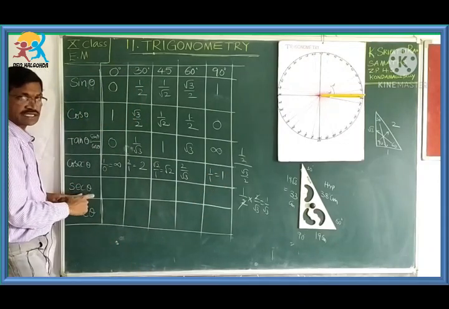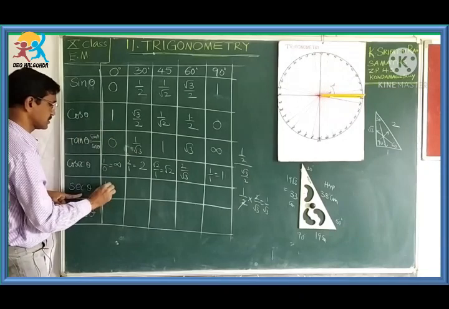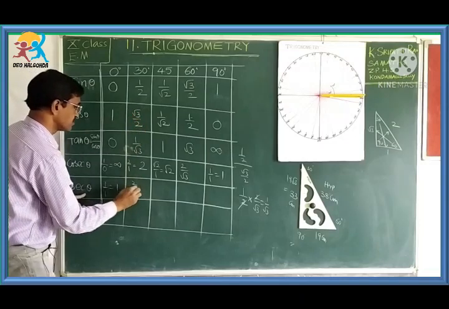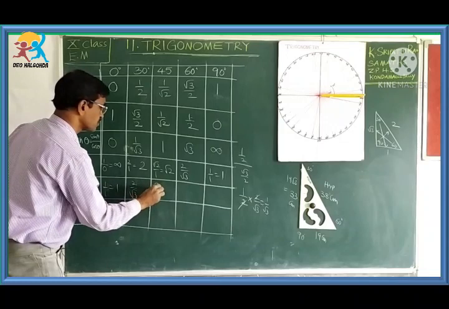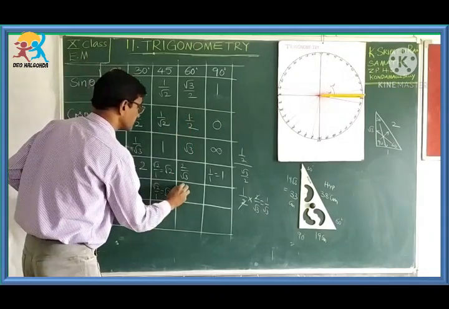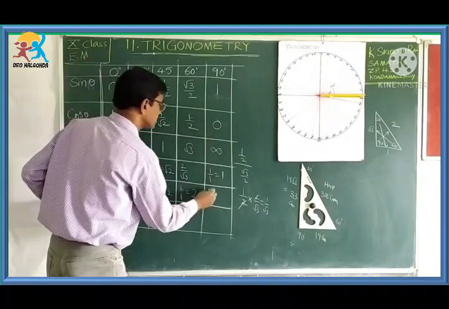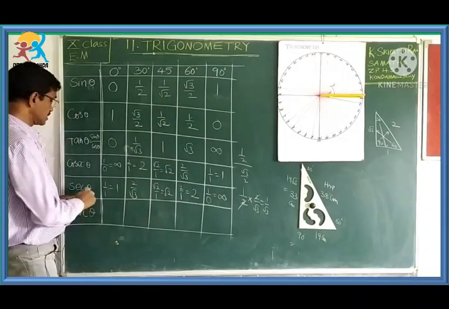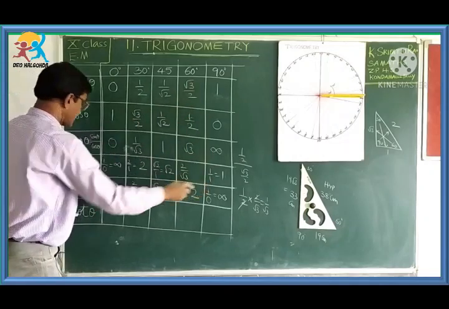Then sec theta is the reciprocal of cos theta. Sec 0 is 1 by 1, equal to 1. Here the reciprocal of root 3 by 2 is 2 by root 3. The reciprocal of 1 by root 2 is root 2 by 1, which is equal to root 2. The reciprocal of 1 by 2 is 2 by 1, which is equal to 2. The reciprocal of 0 is undefined. So sec 90 is undefined, since cos 90 is 0.